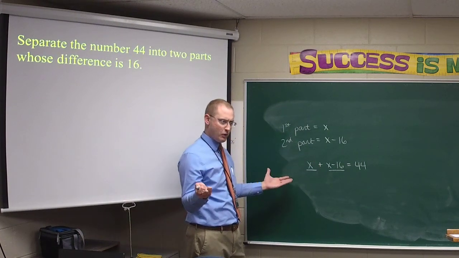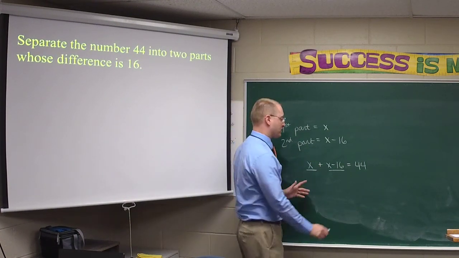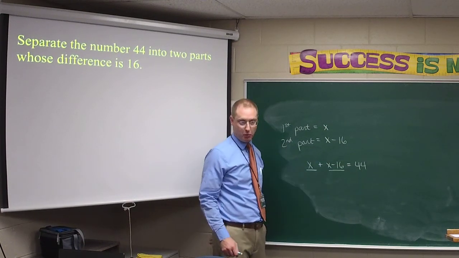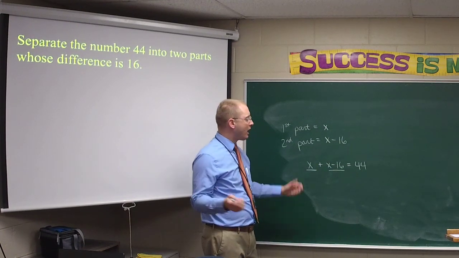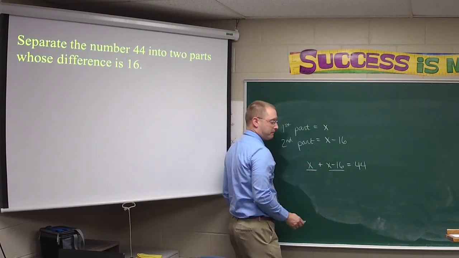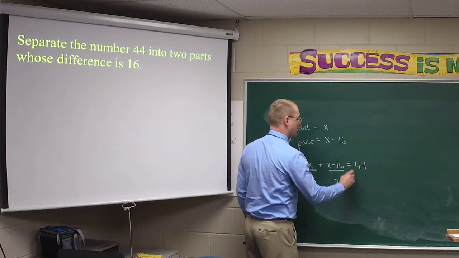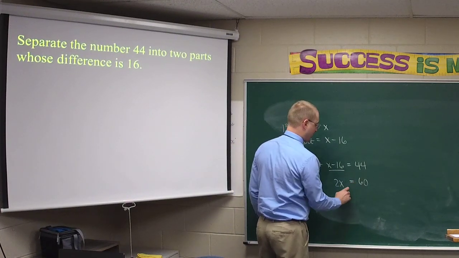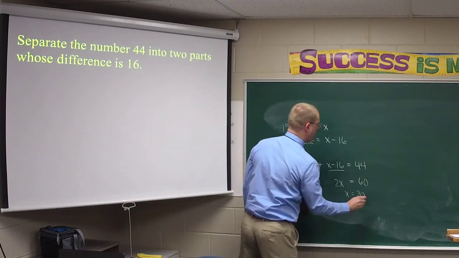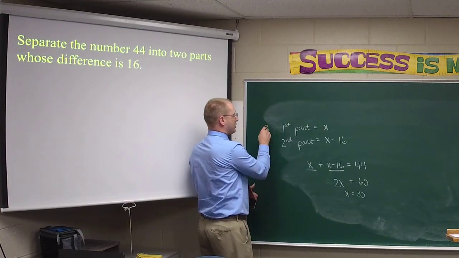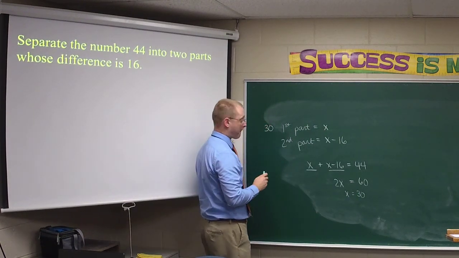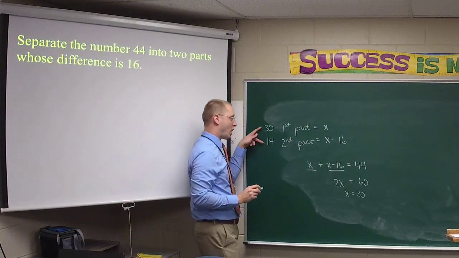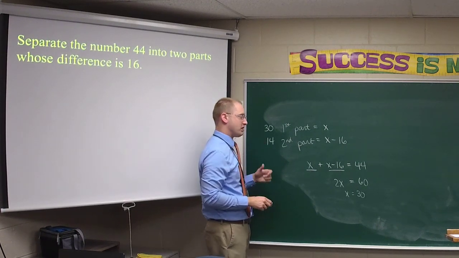Does that make sense? So when something's been divided into parts, if you simply add the parts together, it'll give you back the whole thing you started with. Make sense on the equation? We combine like terms, class. 2x, we add the 16 to the 44, and we end up with x equal to 30, which means that one of my parts, I called it the first part, is 30, and the second part apparently 14. Sure enough, there's the 2 parts of the number 44 that have a difference of 16.